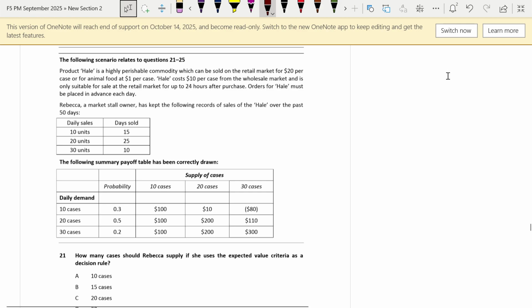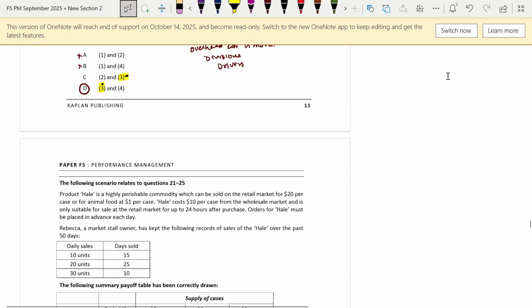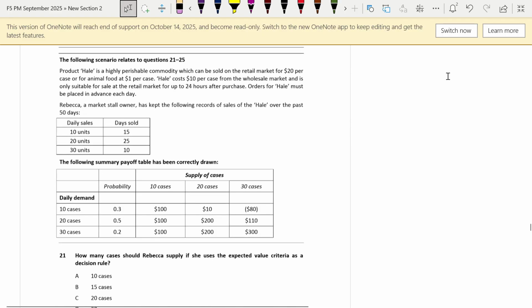Take this question, 21 to 25. What they are asking: how many cases should Rebecca supply if he uses the expected value criteria as a decision rule? Read this one.